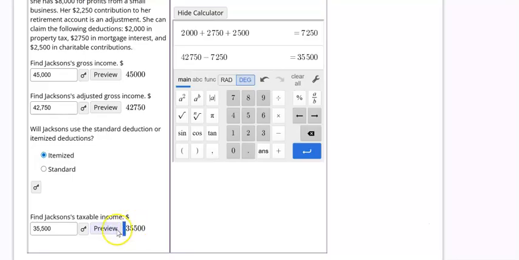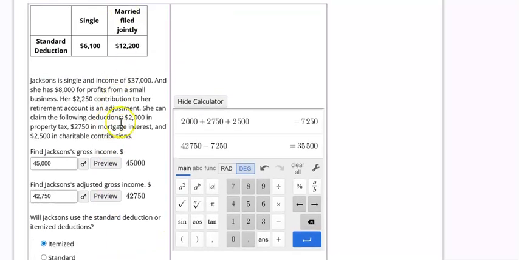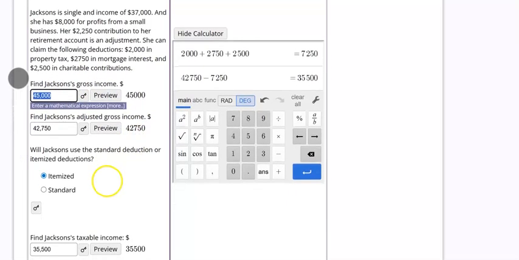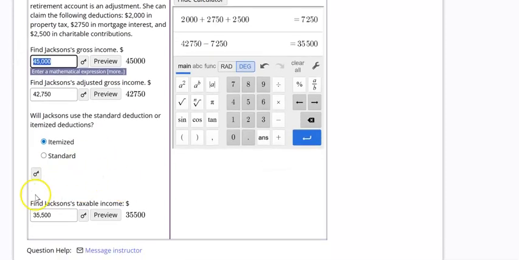In other words, Jackson only pays taxes on this $35,500, even though she earns $45,000 altogether. Because of those deductions and adjustment, she has to pay taxes on only $35,500. Okay, that's all about this question.